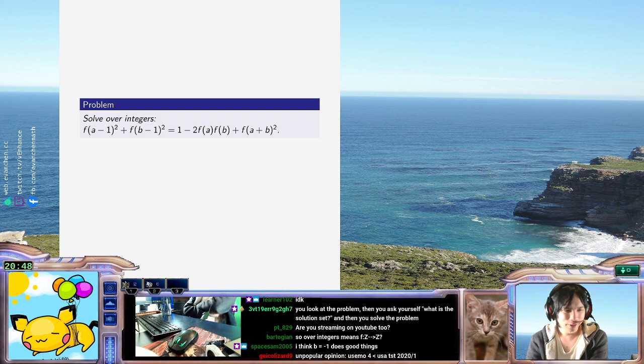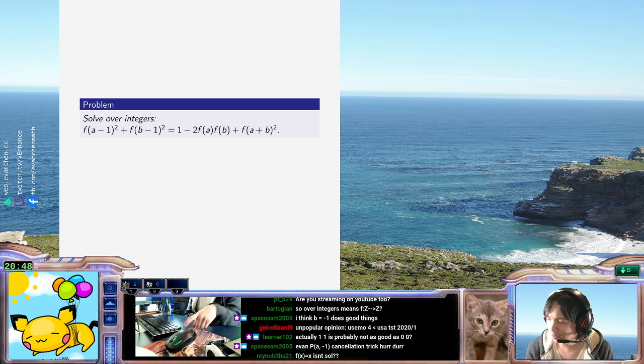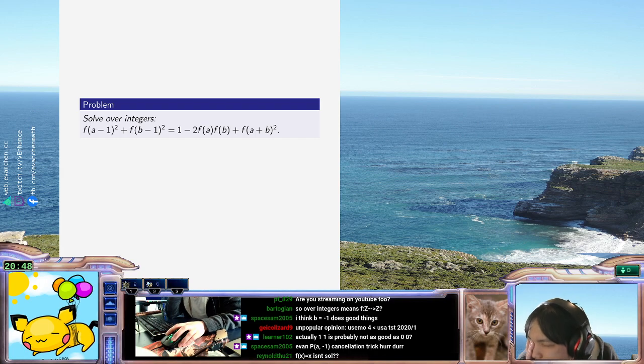There's something that bugs me about this, which is that, sorry, never mind. I was about to say it doesn't change when you shift things, but that's not true. This a plus b has 2 terms and everything else is 1. Okay, so there's a little bit of shifting. Alright, f0 squared.